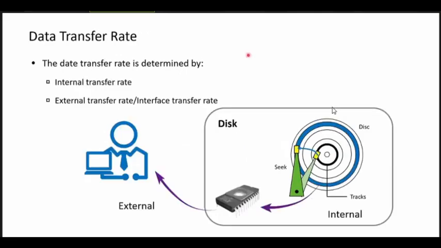Data transfer rate. Data transfer rate is determined by internal transfer rate and external transfer rate. Internal transfer rate is basically, you have your seek time and all this: how long does it take internally to transfer the data into the chip, and how long from the chip to transfer to, say, your server or something like that, right? So this will be the external part, your server here. The internal part is everything that happens in the disk. Okay, it's kind of easy to understand, right?